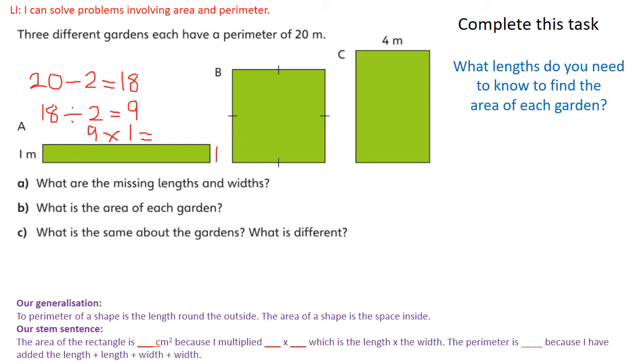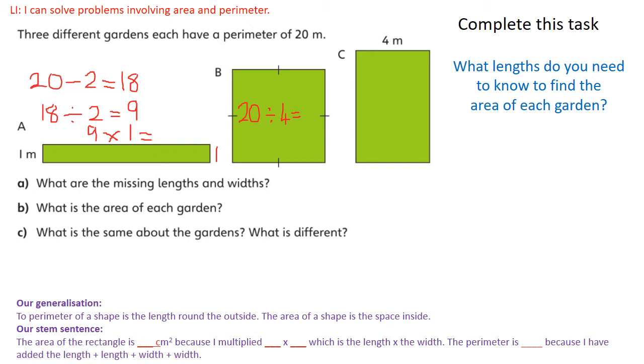Now let's have a look at B. Now B is a square. I know that because the lines tell me that all those sides are equal. So if B is a square and the total perimeter is 20, to find out the length of one side, I'm going to do 20 divided by 4. I'll know what the length is then, but I will also know what the width is. So to find the area, I do length times width.